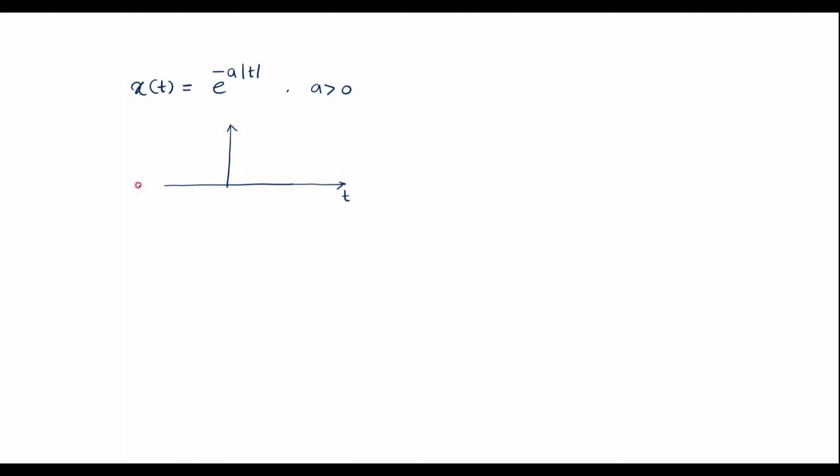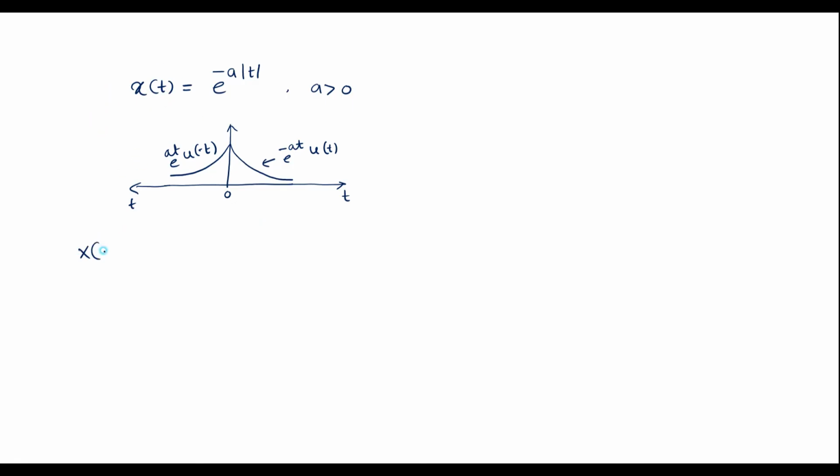This is the positive axis of t. Let this be the negative axis of t. This is 0. For positive values of t, the signal appears like this, and here the magnitude will be e^(-at) u(t). For negative values of t it looks like this. Here the magnitude will be e^(at), since minus minus is plus, so e^(at) u(-t). Now we'll try to find the Fourier transform of x(t).